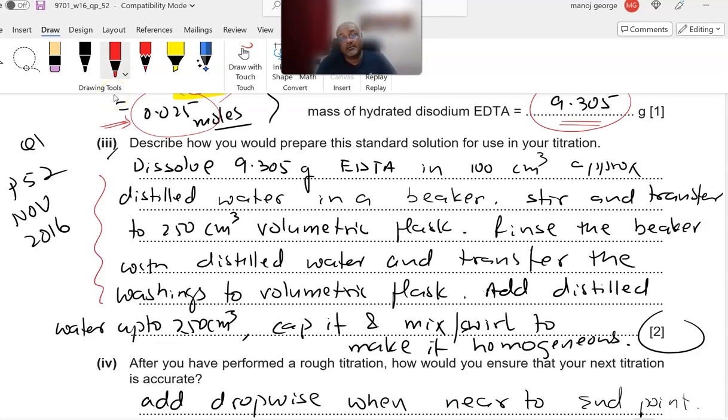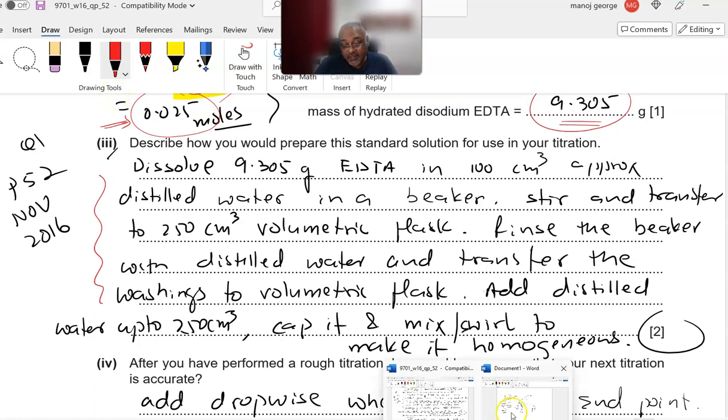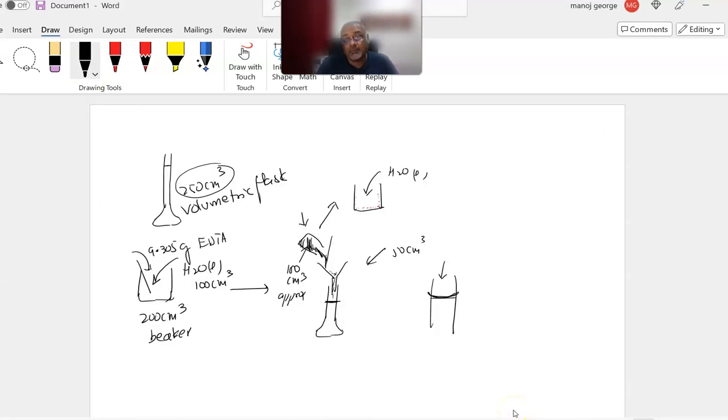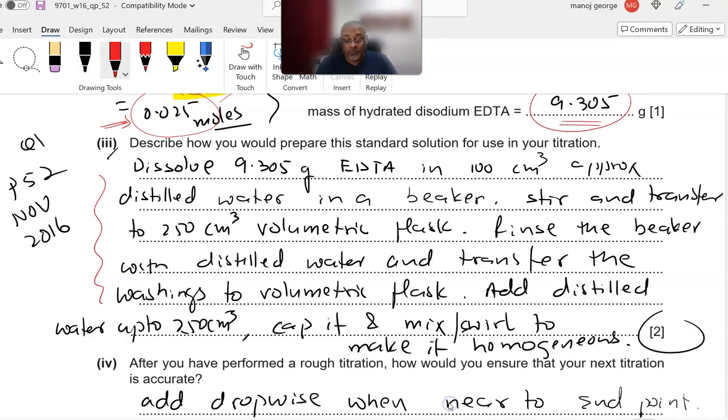Okay, so I hope that gave you the explanation on this page, just to give an idea how it will actually be done in your AS labs.